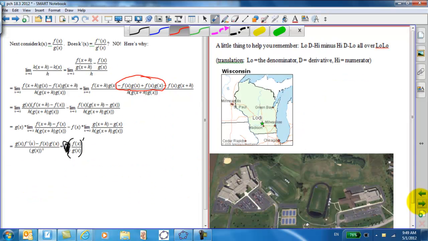So I have a little mnemonic for that, and it's based on this high school in Lodi. There it is, almost in the center of the state above Madison.